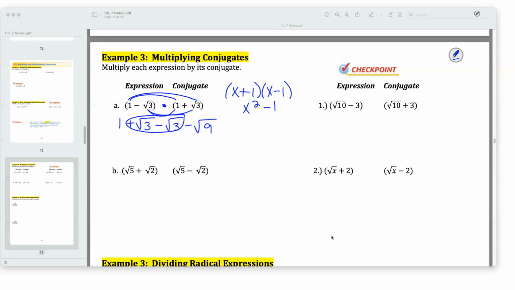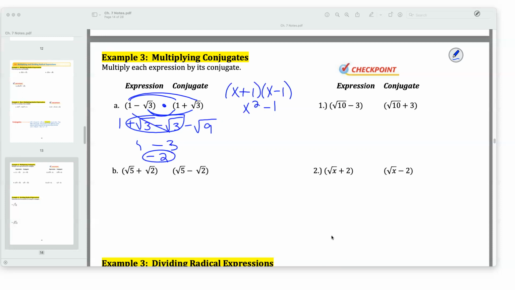Conjugates are kind of like difference of squares, but we're not dealing with polynomials anymore. But making those connections, same thing happens here. The middle 2 terms cancel out. So these cancel, I'm left with 1, and then the square root of 9 is 3. So 1 minus 3 is negative 2. And the answer is negative 2.